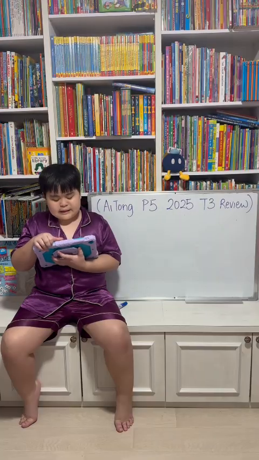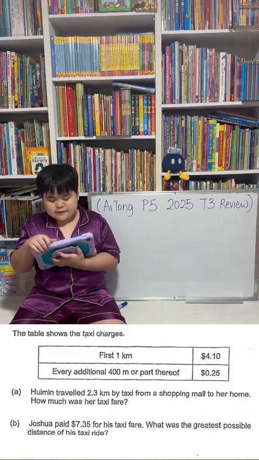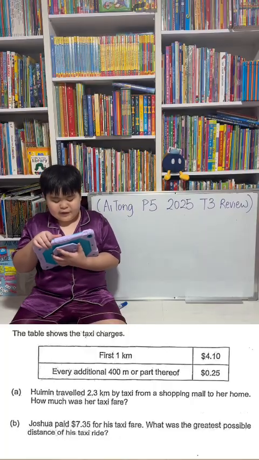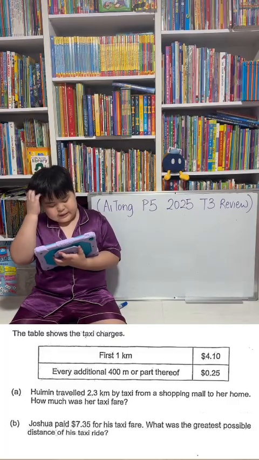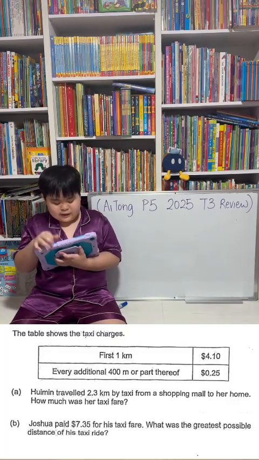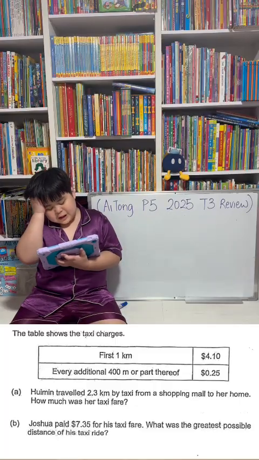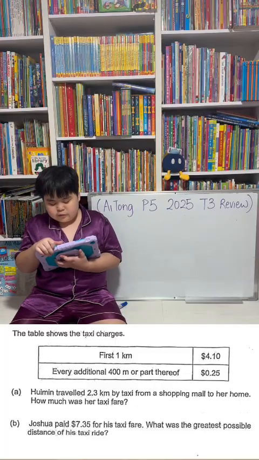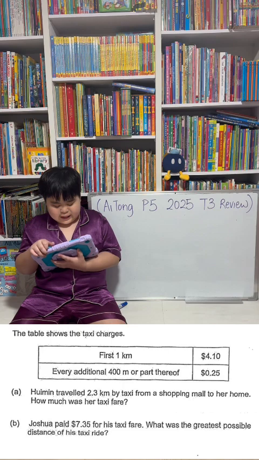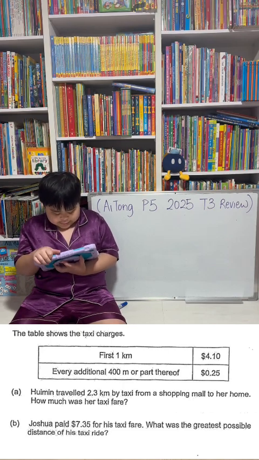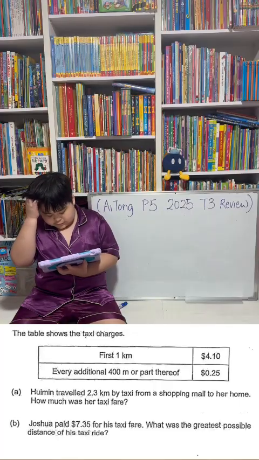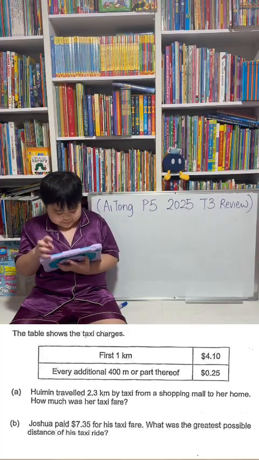The table shows the taxi charges. For the first 1 kilometer, it costs $4.10. Every additional 400 meters or part of costs 25 cents. A. Huimin traveled 2.3 kilometers by taxi from a shopping mall to her home. How much was her taxi fare? B. Joshua paid $7.35 for his taxi fare. What was the greatest possible distance of his taxi ride?